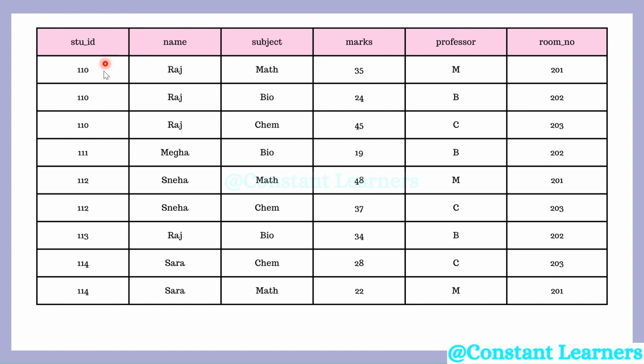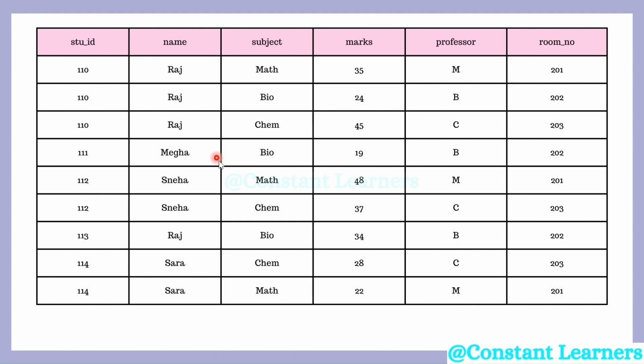Now we have a table wherein the student ID is repeating thrice because Raj has taken three different subjects, right? Then Sneha has two different subjects, math and chemistry, and Sarah also has two different subjects, chemistry and math, right? So now we have a table which is in first normal form because there are no multi-valued attributes, right? Now, this table is in first normal form, that's right. But is it in second normal form? For that, we need to check the partial dependencies, right?